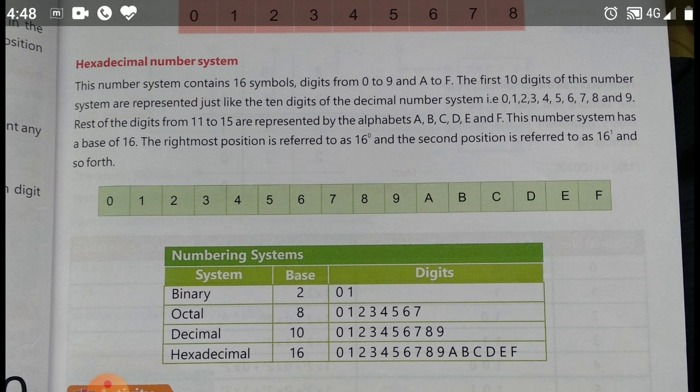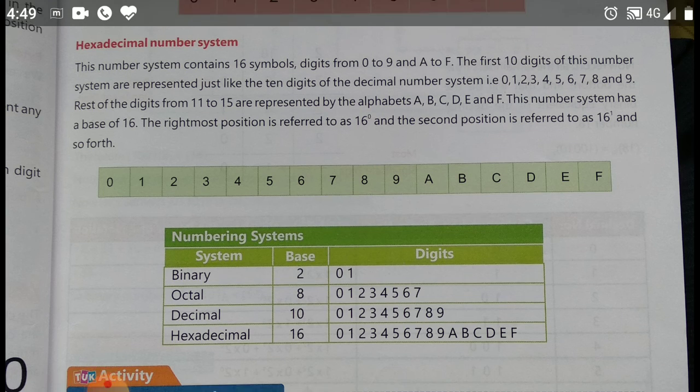This number system contains 16 symbols: digits from 0 to 9 and A to F characters. The first 10 digits of this number system are represented just like the digits of the decimal number system, that is 0, 1, 2, 3, 4, 5, 6, 7, 8, 9. The rest of the digits, from 10 to 15, are represented by A, B, C, D, E, F. This number system has a base of 16. The rightmost position is 16 raised to 0. The second position is 16 raised to 1, and carry on.